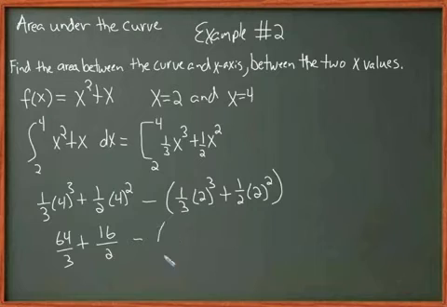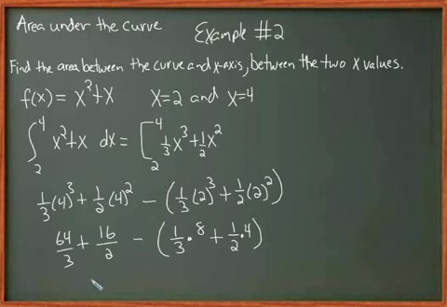So then we have 1/3, and 2 to the third is 8. So we're going to be able to write this as 8 over 3. Then we have 1/2 times 2 squared. So 2 squared is 4.